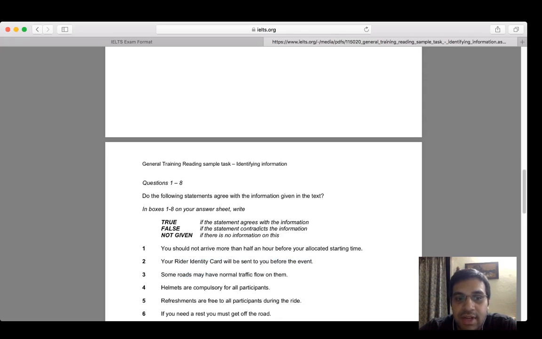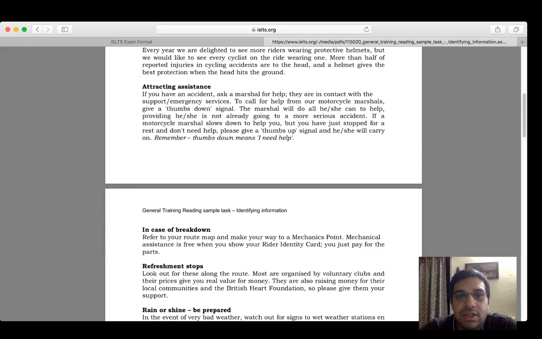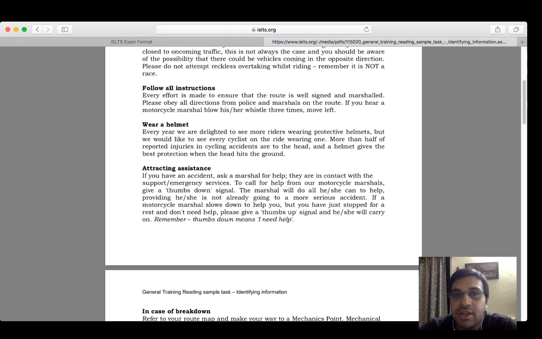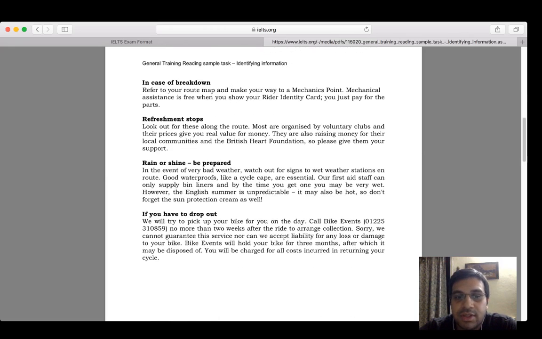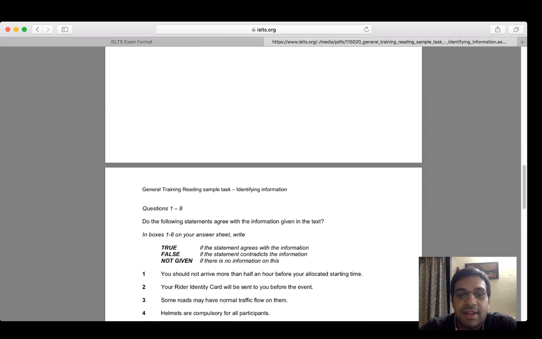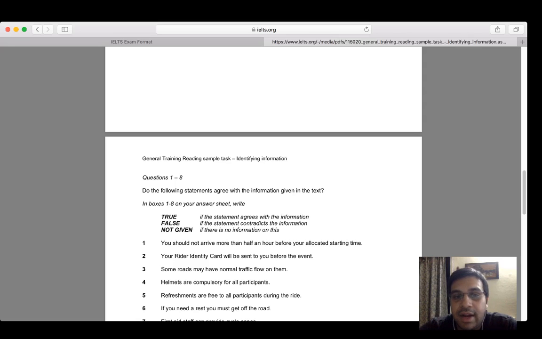Then you'll see that some roads may have normal traffic flow on them. If you go back to the passage, you'll remember that it mentions that although many roads are closed to oncoming traffic, this is not always the case, and you should be aware of the possibility that there could be vehicles coming in the opposite direction. So the first and the third parts given in the question are both true, because the roads can have normal traffic at times. But you'll observe that for the second part, regarding the identity card, no information is given.